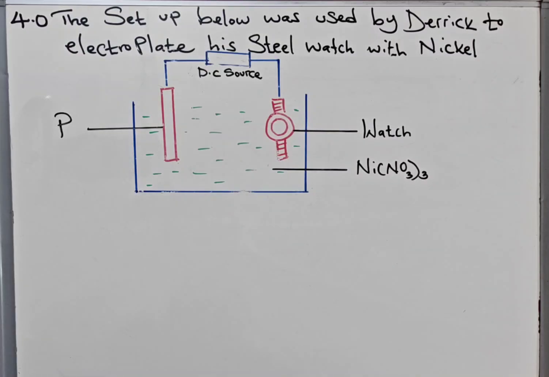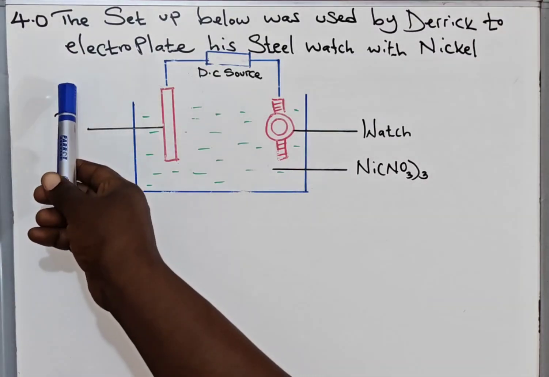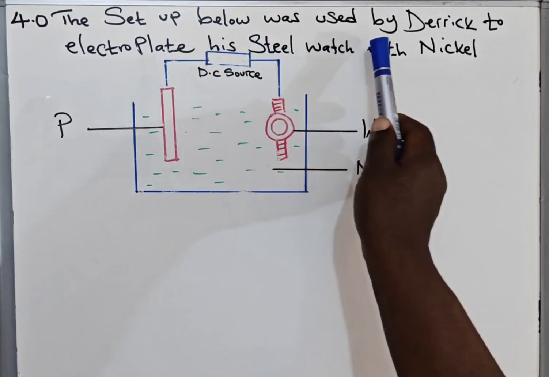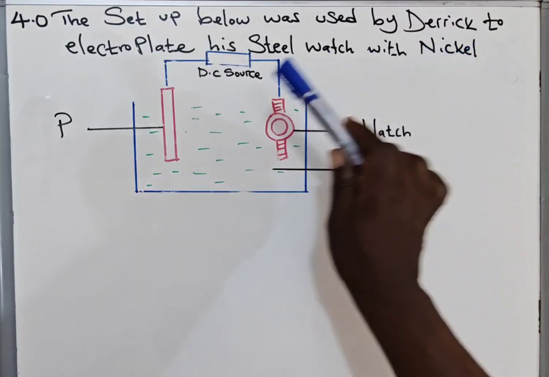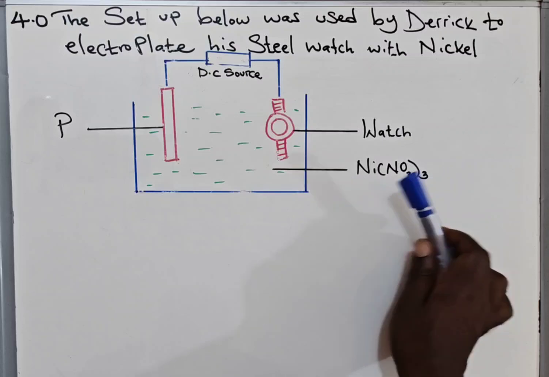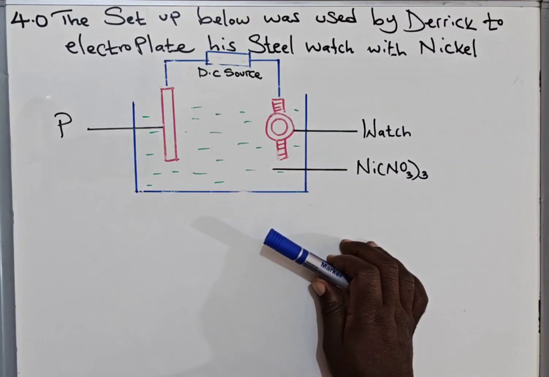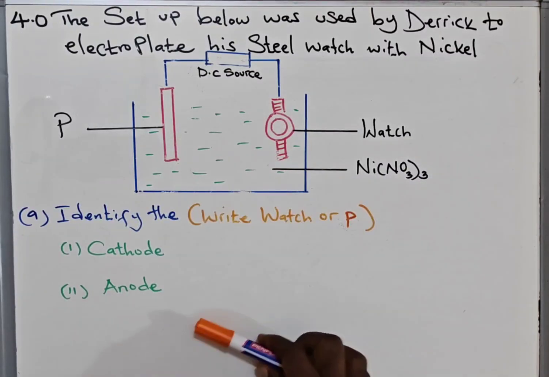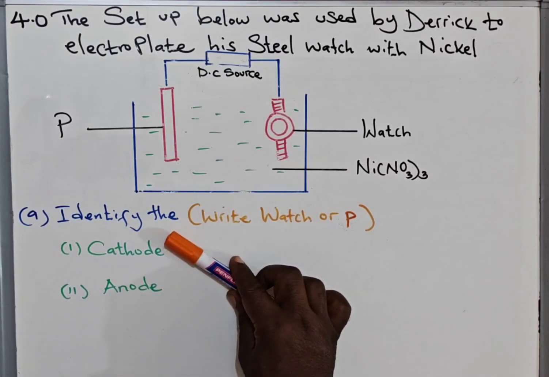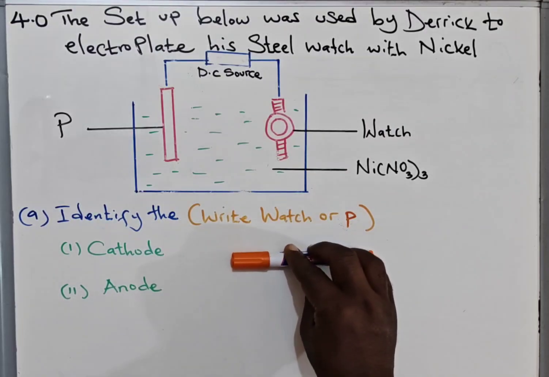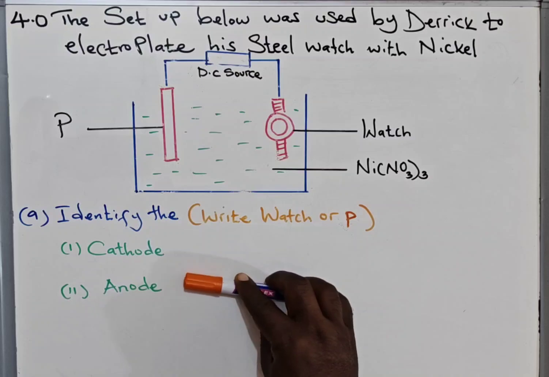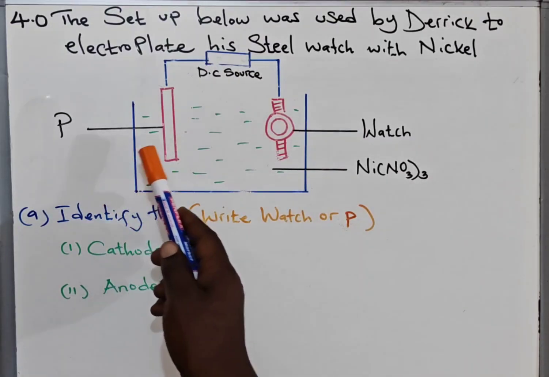Yes, we are looking at this case. It comes from electrochemistry. It says that the setup below was used by Derek to electroplate his steel watch with nickel. So this is the setup. Yeah, then the question comes. It says that identify, write watch or P, the cathode. So which one is the cathode between P and the watch?